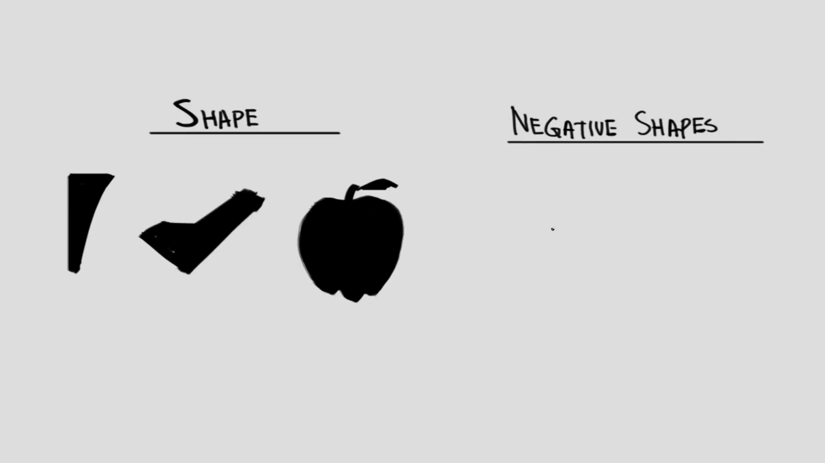In other instances, it's the shapes that surround something that indicate to us what it is. These are known as negative shapes.